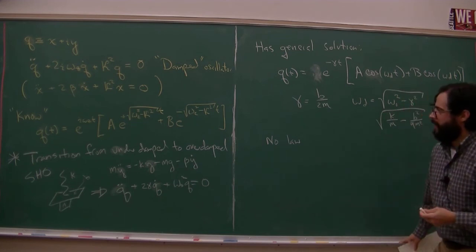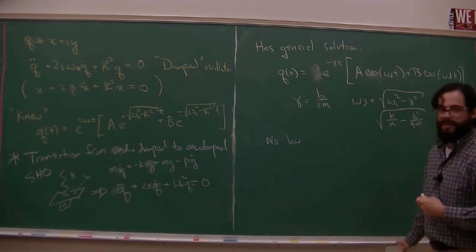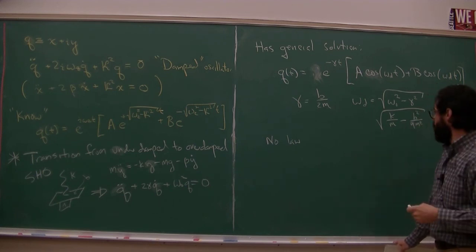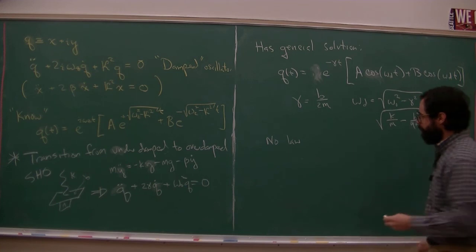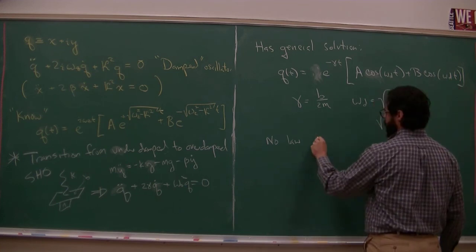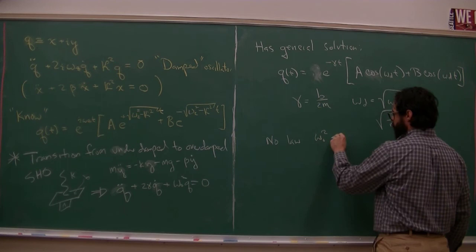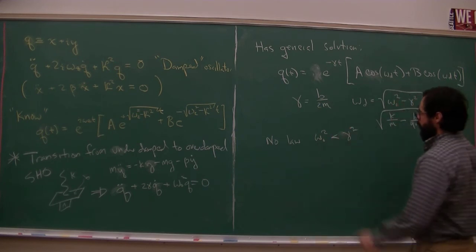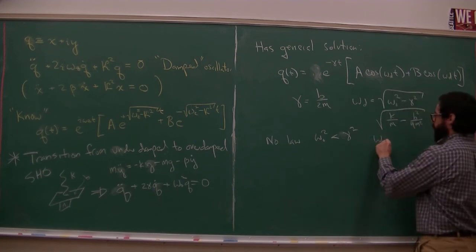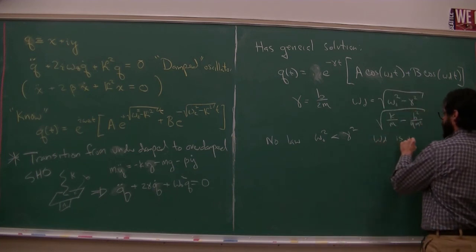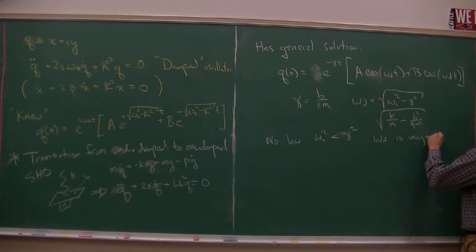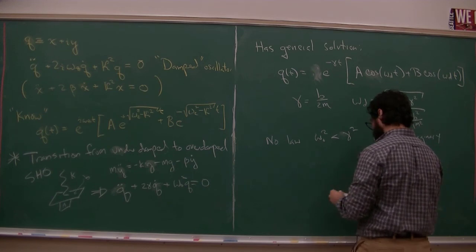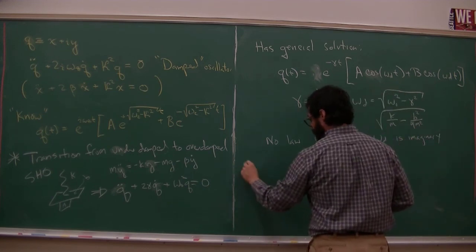Well, 10 years ago, when you first started learning about numbers, you just said, like, does not exist, and you wrote that on your homework. But now, what we can say is that's a totally valid solution. So no law against having omega naught squared be less than gamma squared. And so what we get is omega d is imaginary. And what happens if I have imaginary sines and cosines?